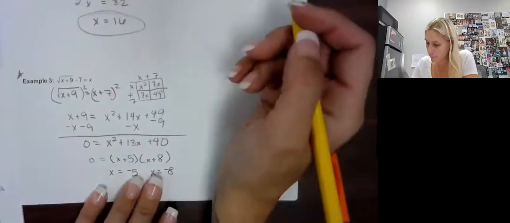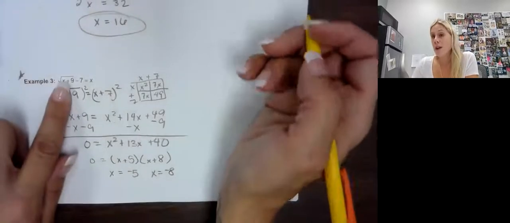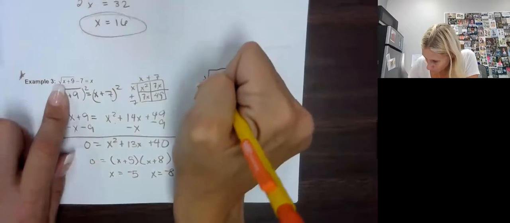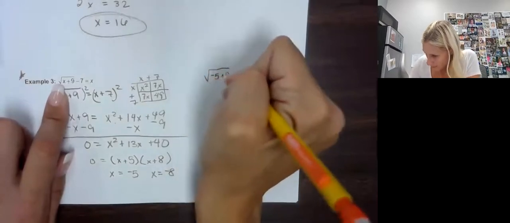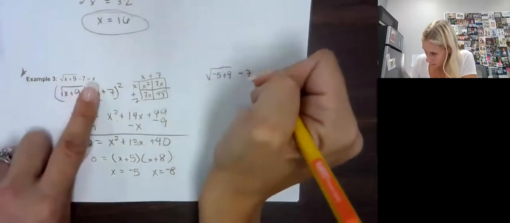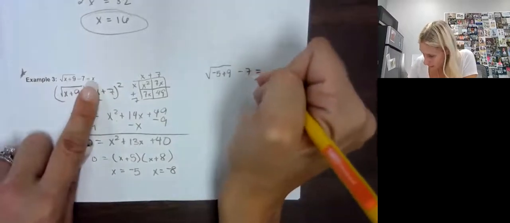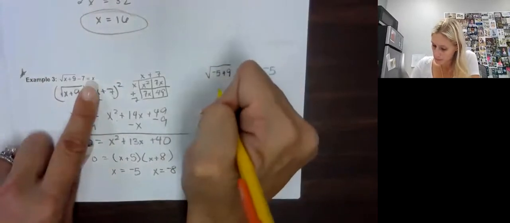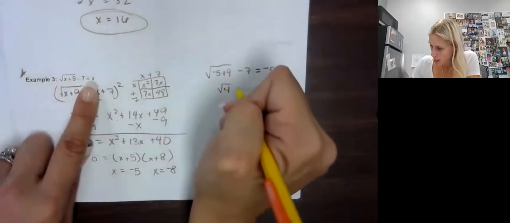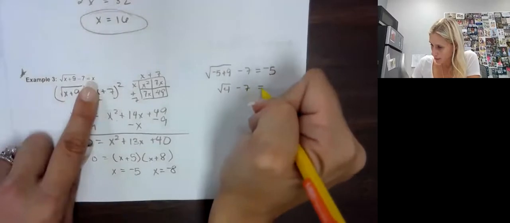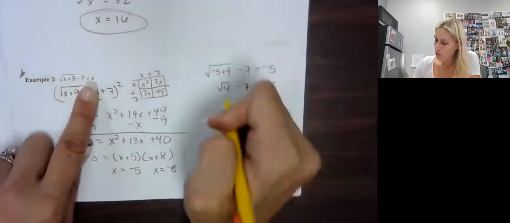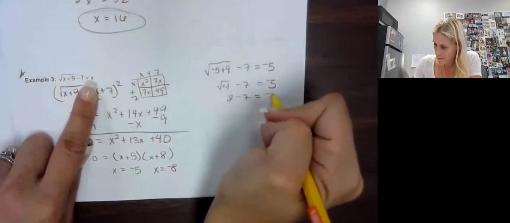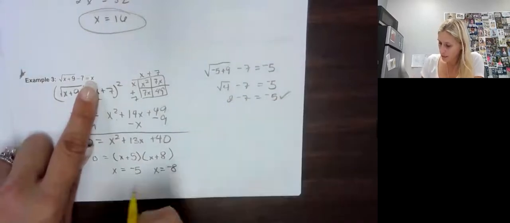So let's check the -5 first. We're going to put in -5 for both the x's. So square root of -5 plus 9 minus 7 equals, well, this is x, so x is -5. Okay, -5 plus 9 is square root of 4 there. Minus 7 equals -5. Square root of 4 is 2. 2 minus 7. Does that equal -5? Yes, it does. So -5 works.